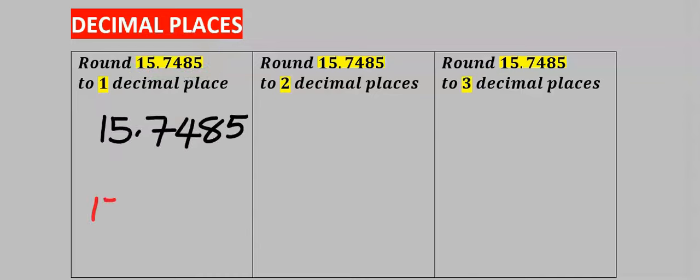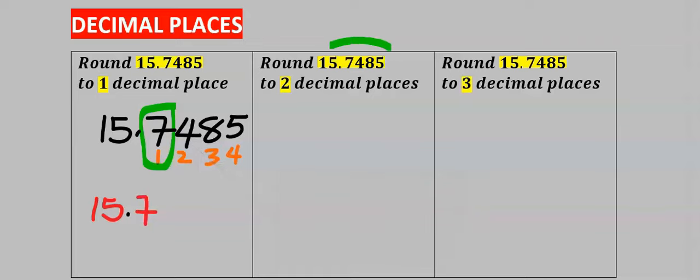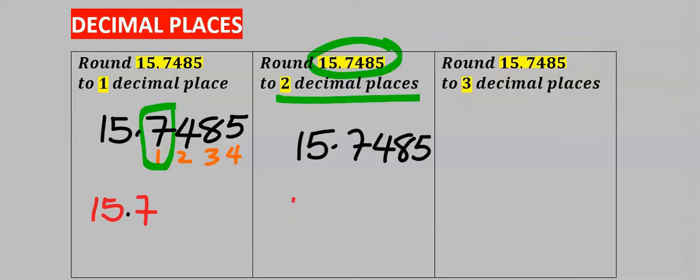The 15 before the decimal is not our problem. The first decimal place is 7. Hence, our answer is 15.7. Next, we're going to round this number to 2 decimal places. Any number before the decimal is not our problem.